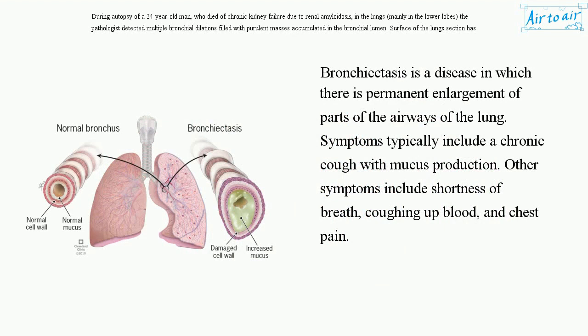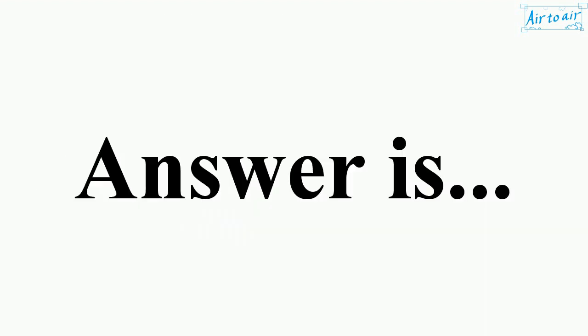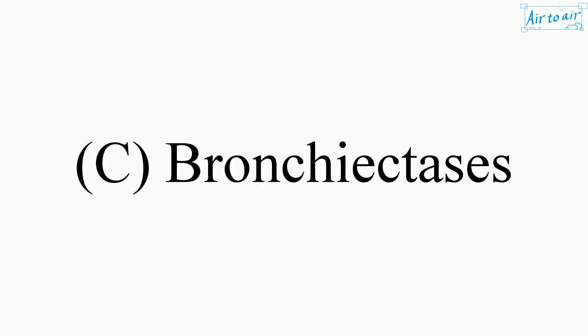Bronchiectasis is a disease in which there is permanent enlargement of parts of the airways of the lung. Symptoms typically include a chronic cough with mucus production. Other symptoms include shortness of breath, coughing up blood, and chest pain. The answer is C. Bronchiectases.